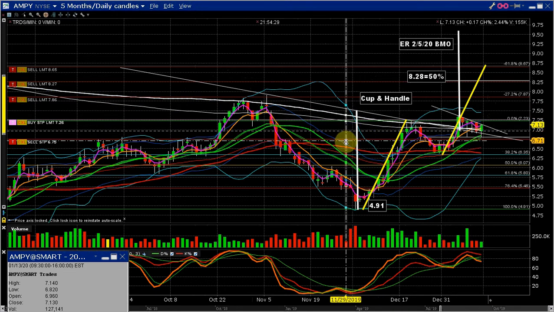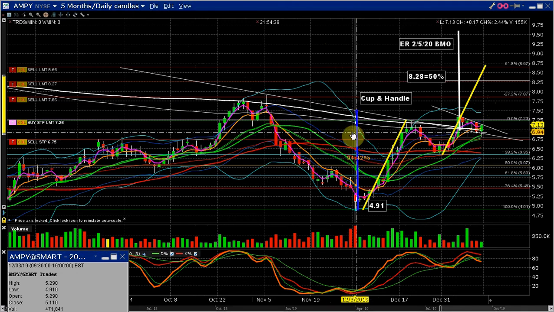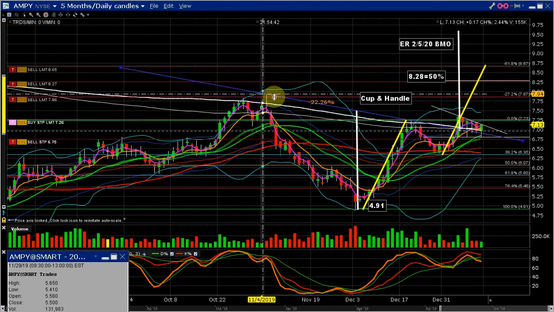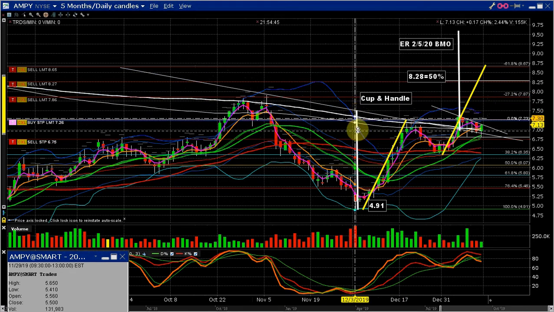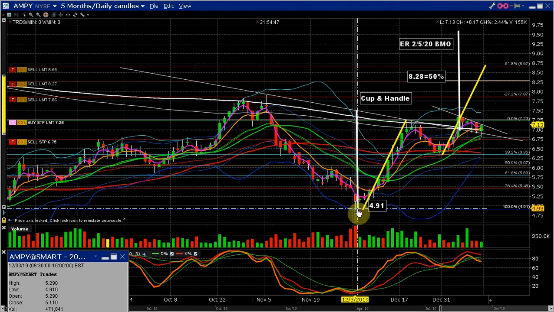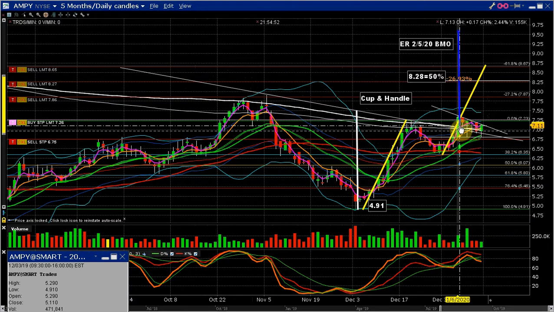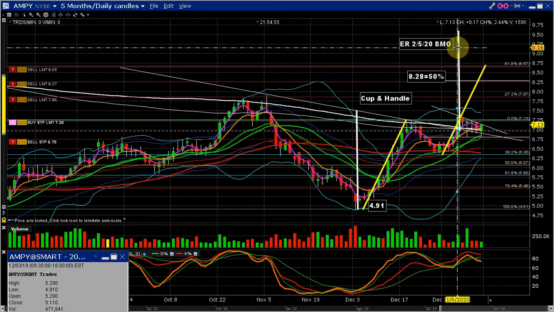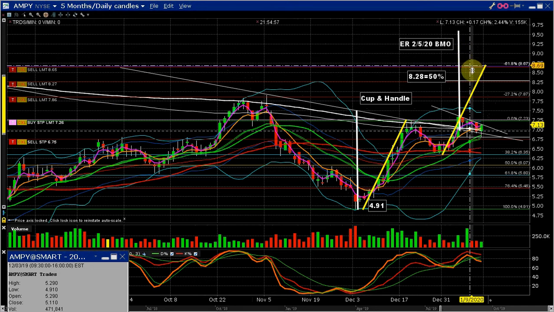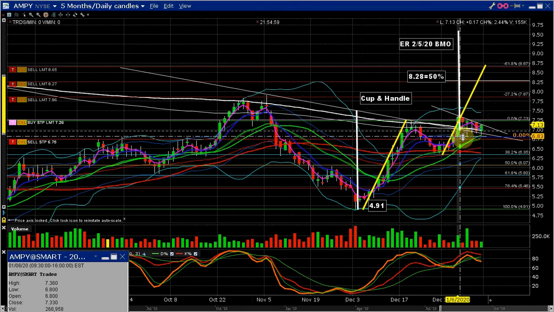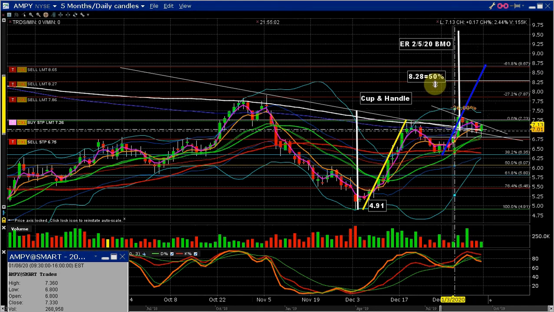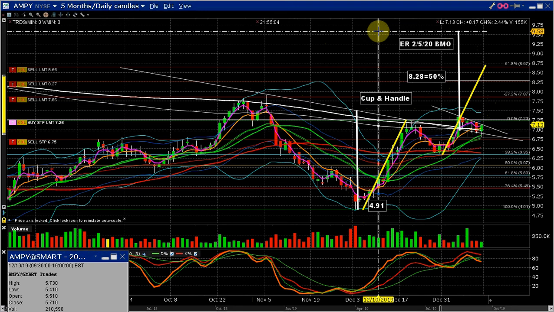Now, when a cup and handle breaks out, there's a way to project how far the price will move. So what you do is you see this thick white vertical line. You drop that from the trend line that connects the top of the cup down to the bottom of the cup. And then you make a copy of that line and you move it to where the breakout occurs. So here's that copy of it, this white line right here, okay? The bottom of the white line is right on the trend line, right at the breakout point, and it projects that the price move will go all the way up to here.